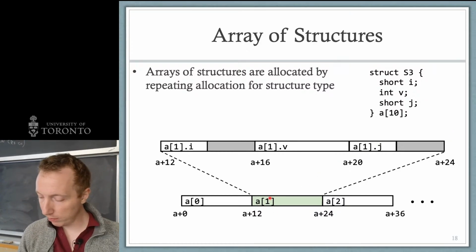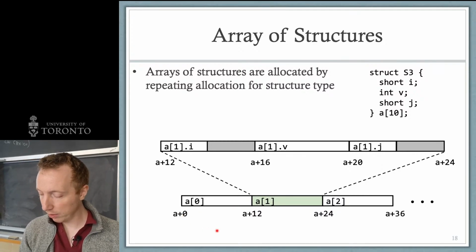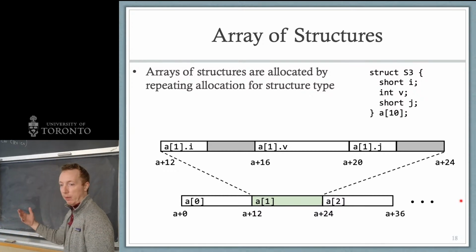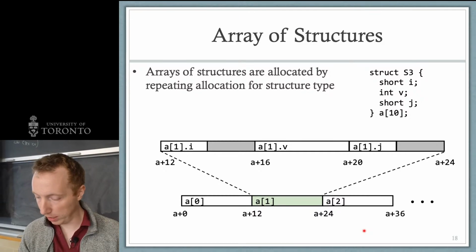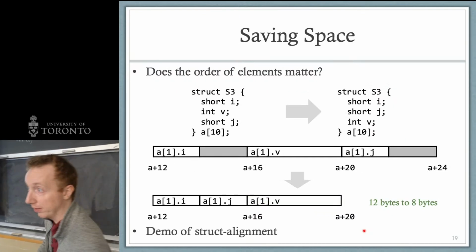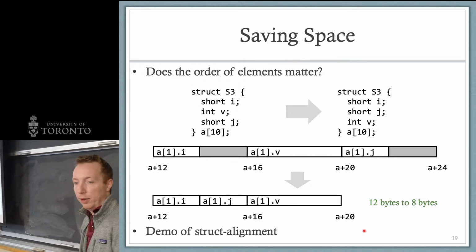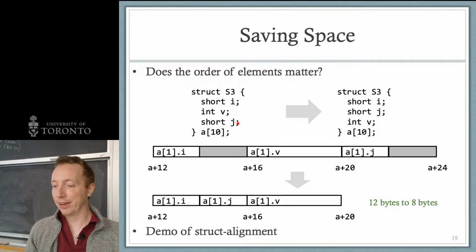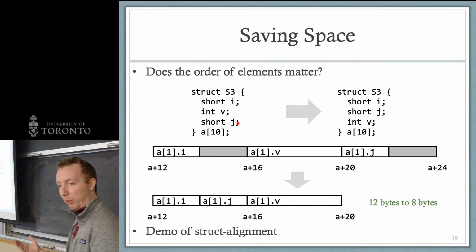And then since they're all aligned, an array of them would just go every 12 bytes. That would be how often the structs are if you just did a big array of them. And yes, of course, the order of elements matters. So the other one, if I didn't do short, int, short, I could actually save 4 bytes in total.